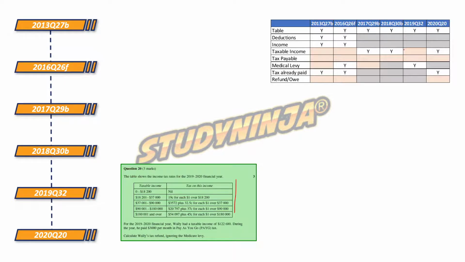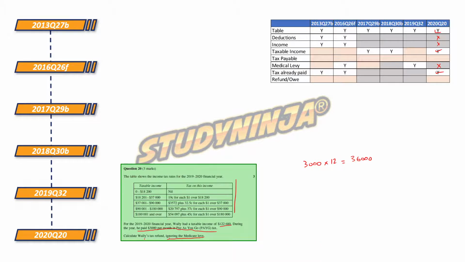You're given a table. You are also given the taxable income, which is this. You don't need to work out the taxable income from gross income and deductions. You're also told how much has been paid during the year in PAYG. It's 3,000 per month, which means in a year you multiply by 12. You've been told 36,000 has already been paid, so you're already given this bit. Then you're told you can ignore the medical levy.